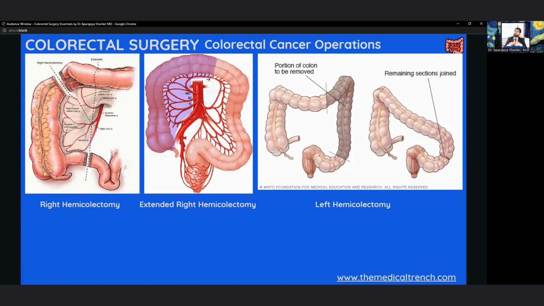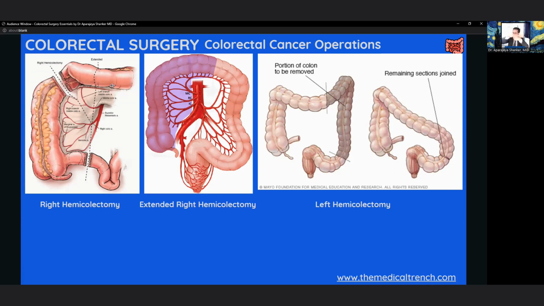It may require a lot of revision surgeries to ensure that the anastomosis stays secure. It is always easier to do an extended right hemicolectomy. Then you will bring the remaining part of the ileum up into the remaining part of the transverse colon, where you do an end-to-end anastomosis.